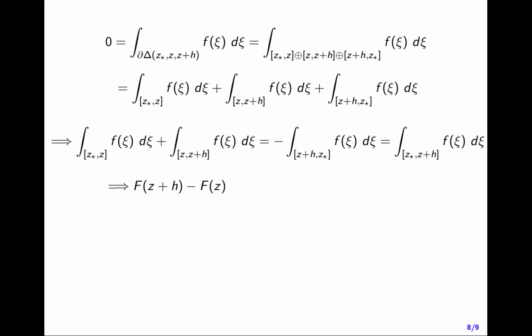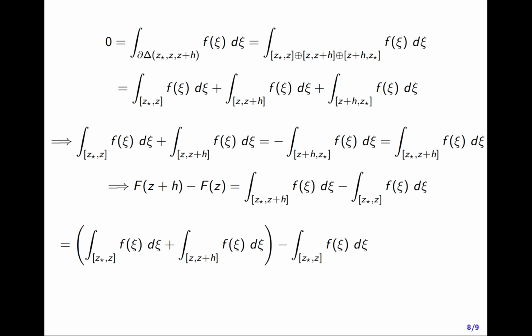Okay, so f of z plus h minus f of z, my putative antiderivative, is the integral from z star to z plus h minus the integral from z star to z. And I know now what this integral from z star to z is. So this becomes the integral from z star to z plus the integral from z to z plus h minus the integral from z star to z. And so I'm left with the integral from z to z plus h.